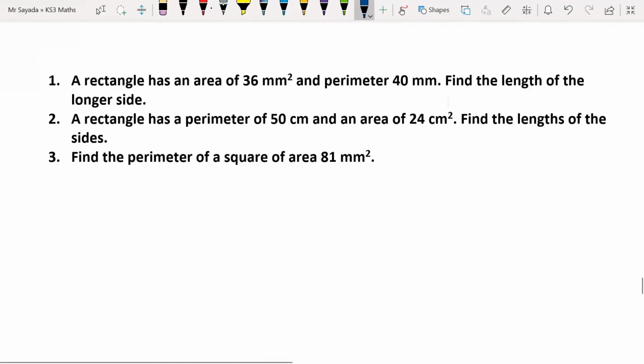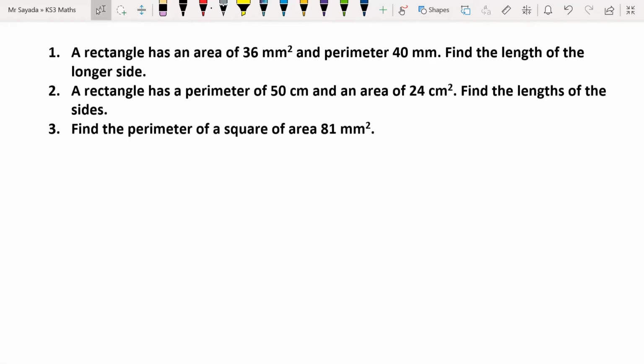So we're just going to do question 1 together. Please pause the video to try question 1. Press play once you're ready. So you should have now tried question 1, but we're going to do it together. So firstly, I have an area of 36 millimeters squared. What should I do with that area of 36 millimeters squared? Say your answer to the video.